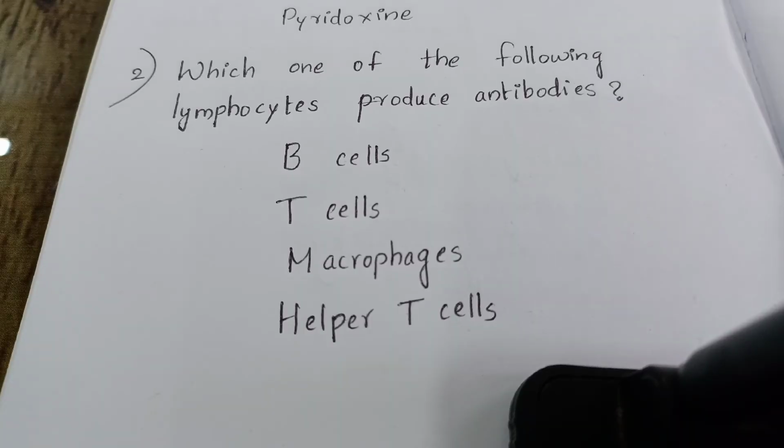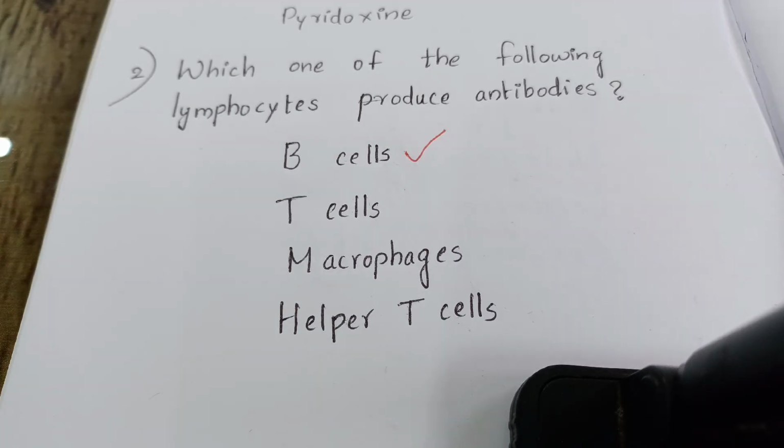Which one of the following lymphocytes produce antibodies? B cells, T cells, macrophages, helper T cells. The correct answer is B cells. So lymphocytes are divided mainly into B and T cells, and B cells produce antibodies which recognize foreign substances or antigens and attach themselves to them. Antibody is also known as immunoglobulin. It is a Y-shaped structure.